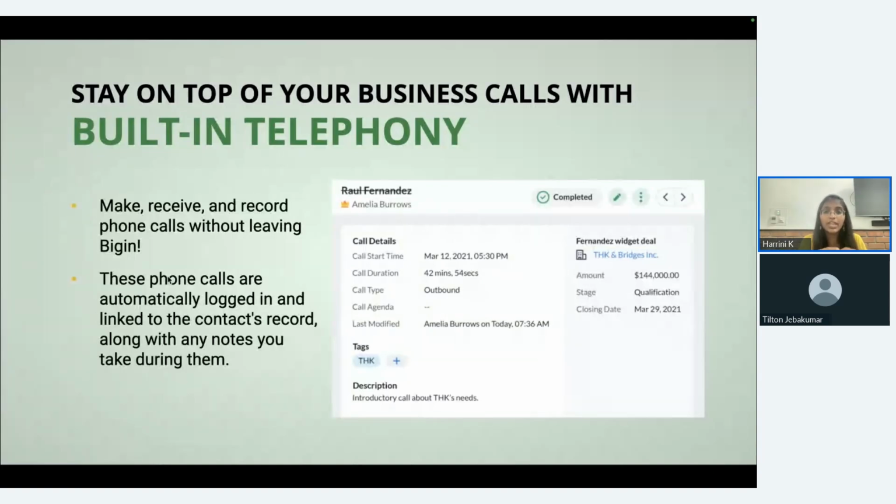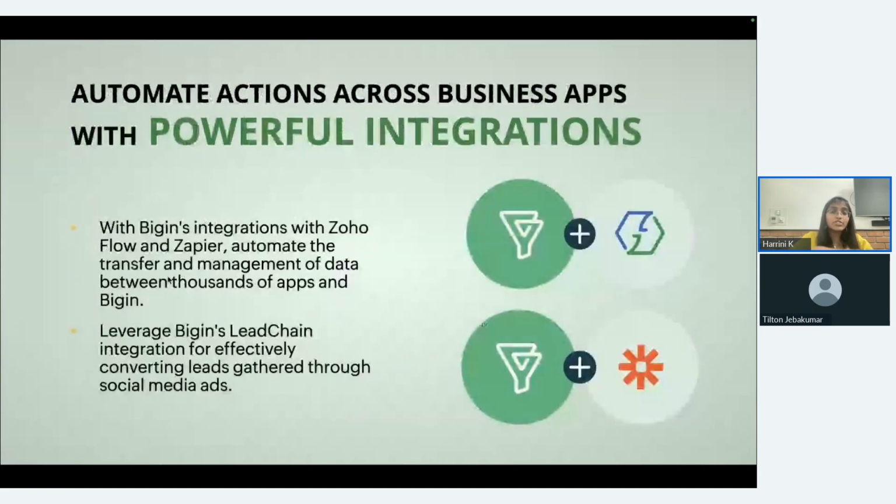With that, we've now understood all the features which will help you automate actions within Bigin. But with some of our powerful integrations, you will be able to automate actions across different business apps. With Bigin's integrations with Zoho Flow and Zapier, you will be able to automate the transfer and management of data between thousands of apps and Bigin.